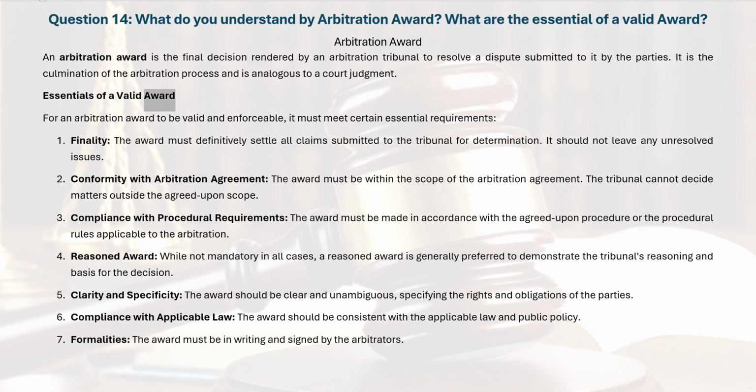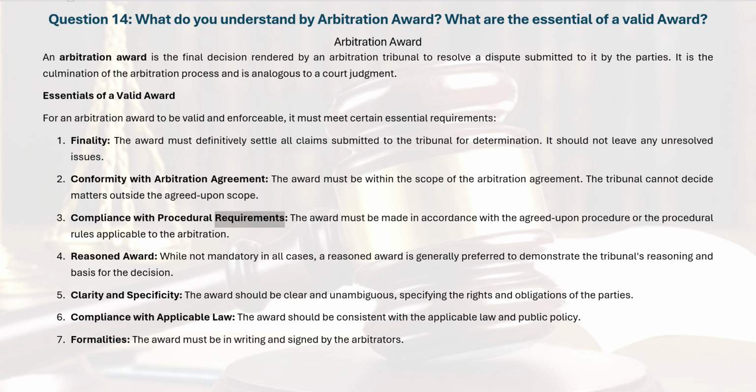Essentials of a valid award. For an arbitration award to be valid and enforceable, it must meet certain essential requirements. Finality: the award must definitively settle all claims submitted to the tribunal for determination. It should not leave any unresolved issues. Conformity with arbitration agreement: the award must be within the scope of the arbitration agreement. The tribunal cannot decide matters outside the agreed-upon scope.